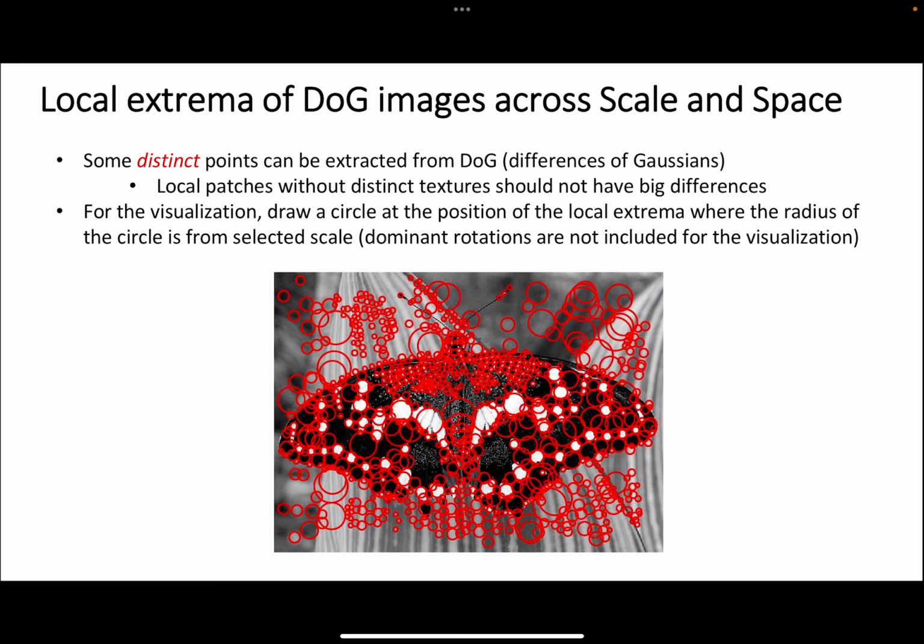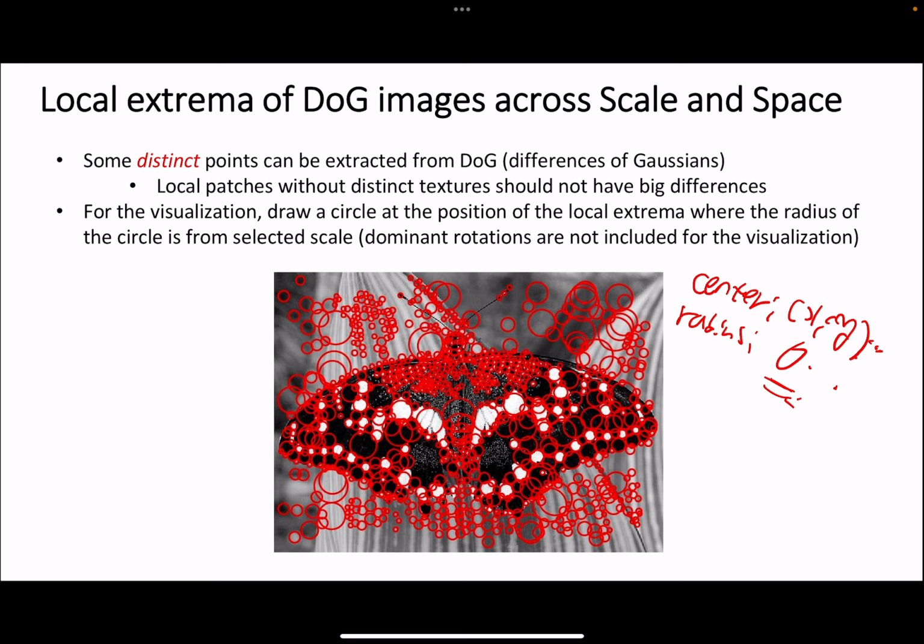Each circle, I mean, the center of the circle means position, center x, y. And the radius means sigma. Sigma means the scale that this pixel belongs to, and sigma is just the standard deviation of the Gaussian filter, right? So by comparing each pixel with 26 neighbors, we can save the position of that pixel and then the scale of this pixel. This is a visualization of the detected combination of center and radius.